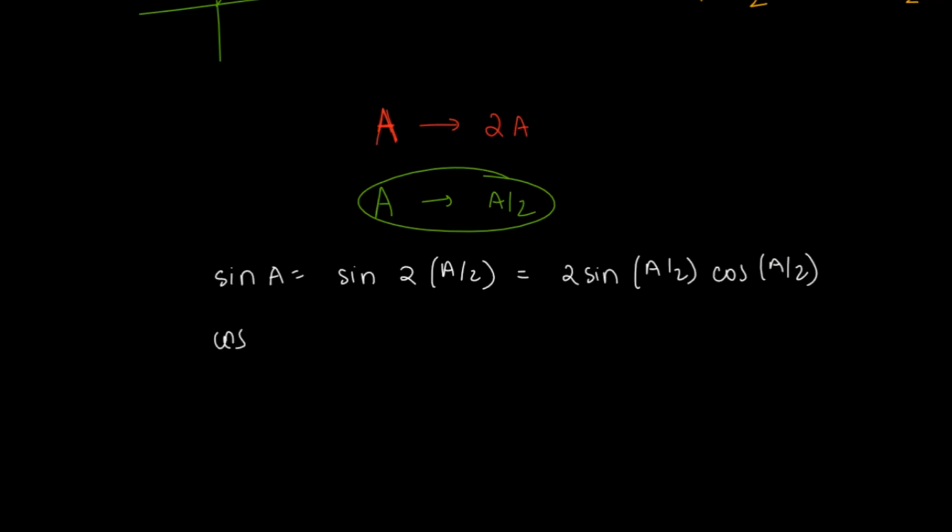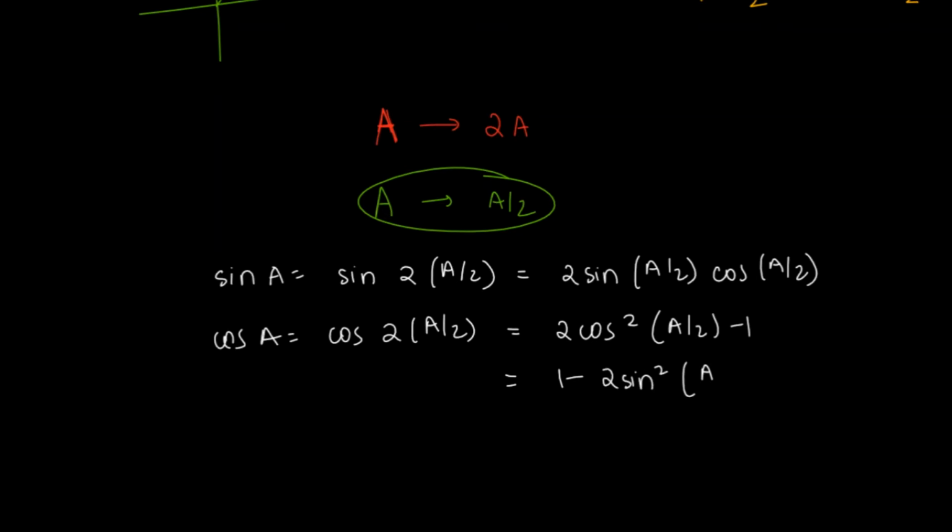Similarly, cos of A is equal to cos of 2 times A over 2. Notice I'm just going by the approach that we had already discussed. This is either equal to 2 cos squared A over 2 minus 1, or 1 minus 2 sine squared A over 2. And the last one is that tan of A is equal to 2 times tan of A over 2, over 1 minus tan squared of A over 2.